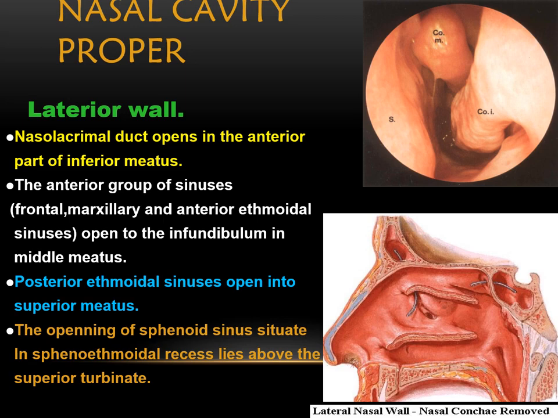Again, we have the inferior meatus below the inferior turbinate has the opening of the nasolacrimal duct. The middle meatus has the opening of the anterior sinus group, frontal, maxillary, and ethmoidal sinuses, and we have the superior meatus having the opening of the posterior ethmoidal sinuses or the posterior group, and over the superior turbinate we have the sphenoethmoidal recess, which has the opening of the sphenoid sinus.